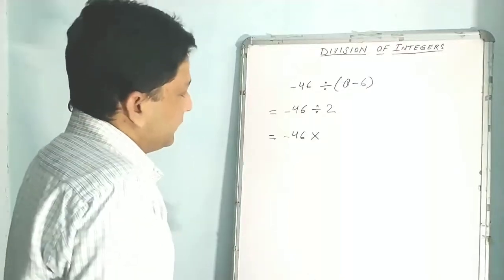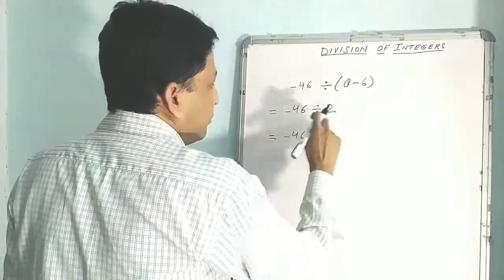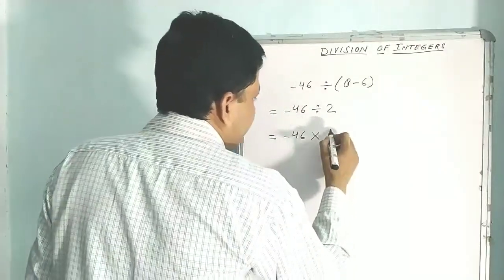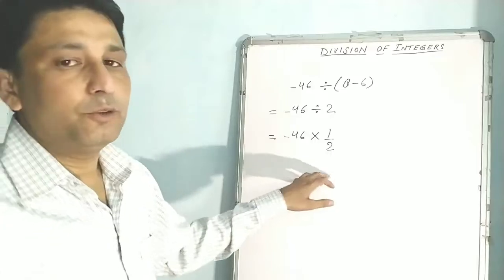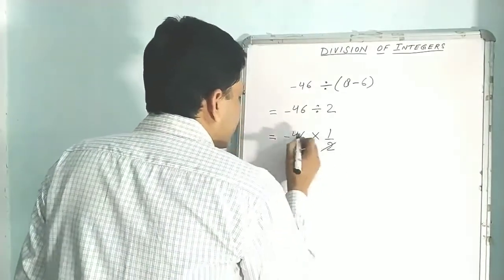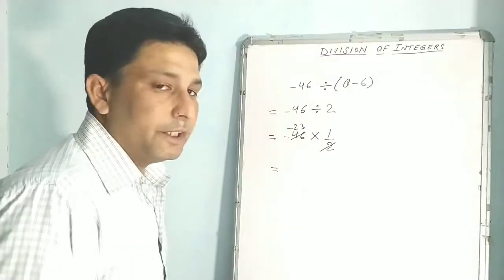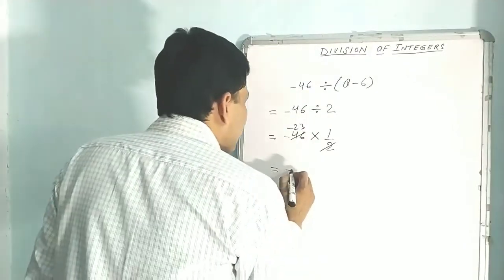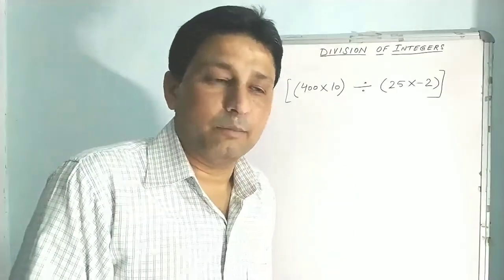Then after this here we will do the reciprocal of 2 upon 1, we will get 1 upon 2, and here again you can see that 46 can be divided by 2 for 23 times, minus 23, and after multiplying minus 23 into 1 we will get minus 23. Now let's take another example.